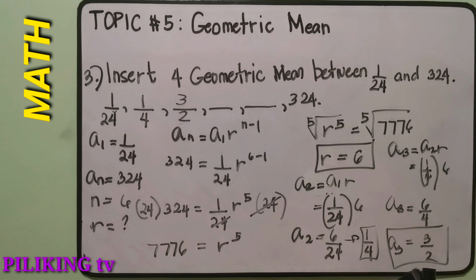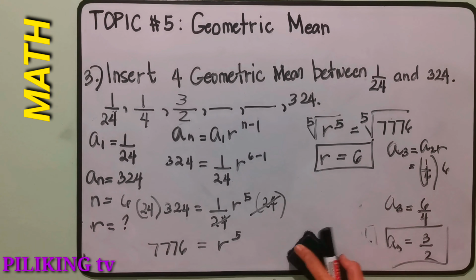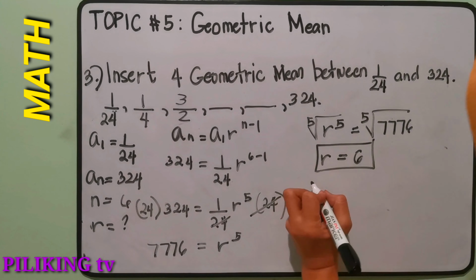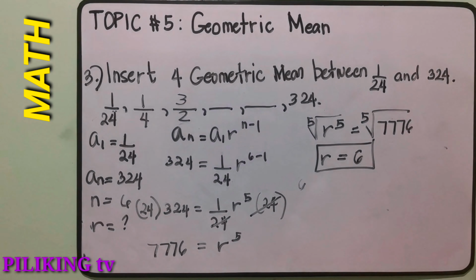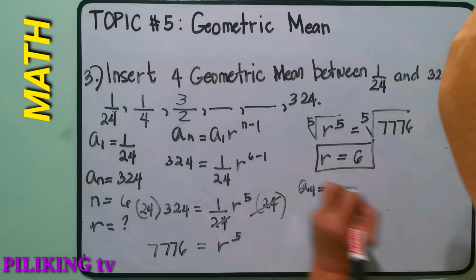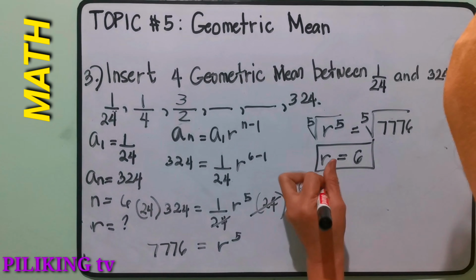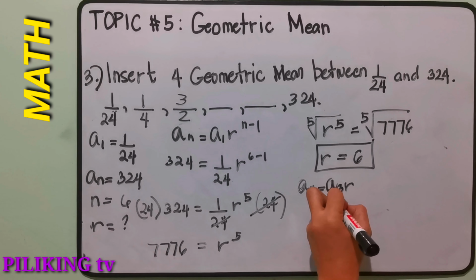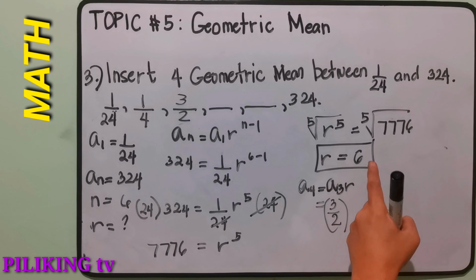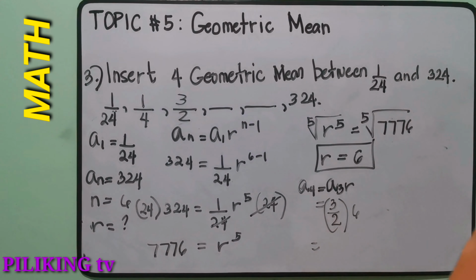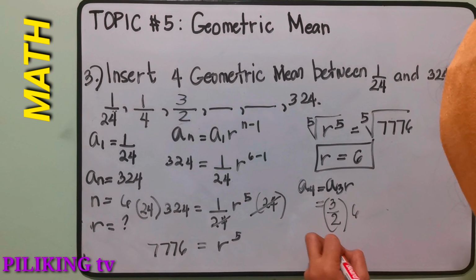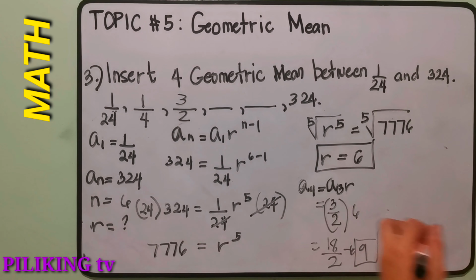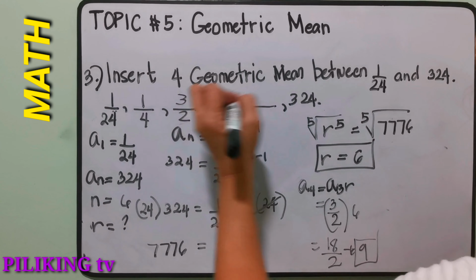Okay? Let us now get the fourth term. So a sub 4, or the fourth term, is equal to a sub 3 times r. So our third term, which is 3 over 2, you multiply to the common ratio which is 6. Okay, so 3 times 6 is 18 divided by 2. That is equivalent to 9. Okay, so that is our fourth term, which is 9.